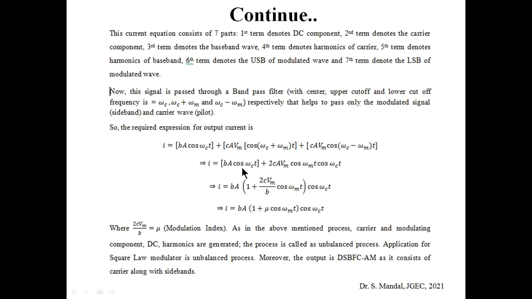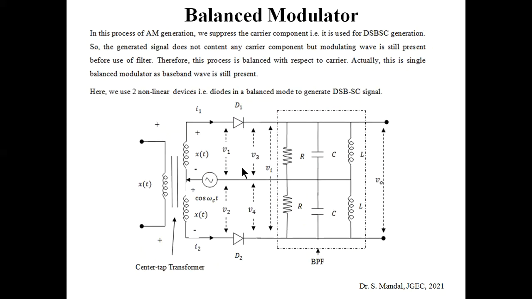So this is the operating principle of the square law modulator, but the disadvantages are, this is a simple circuit, and lots of carrier and lots of unwanted components are present there, because it is an unbalanced process. Now coming to the balanced modulator. This circuit basically generates the DSBSC signal, double sideband suppressed carrier.